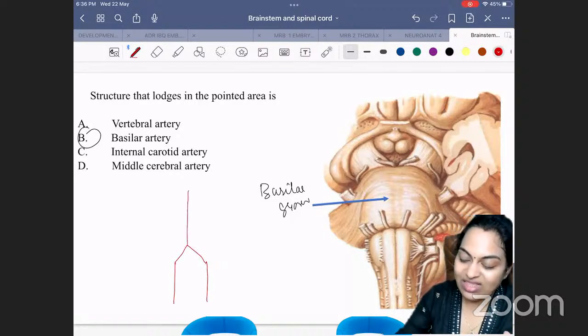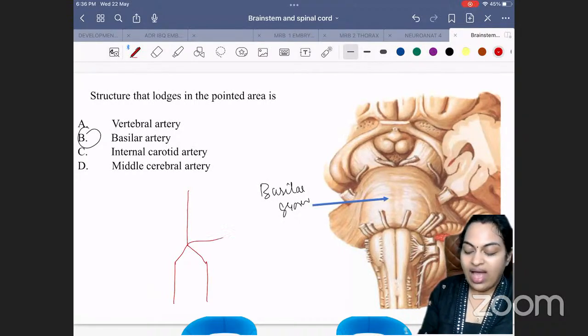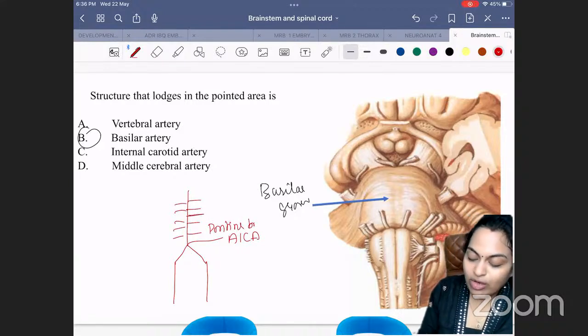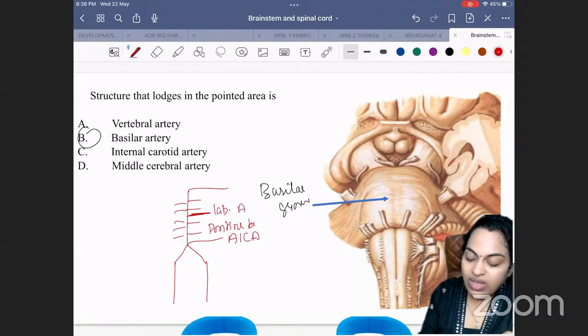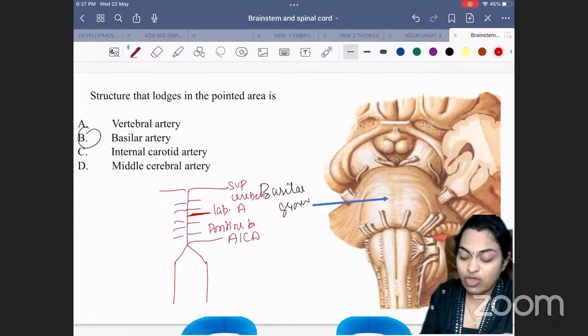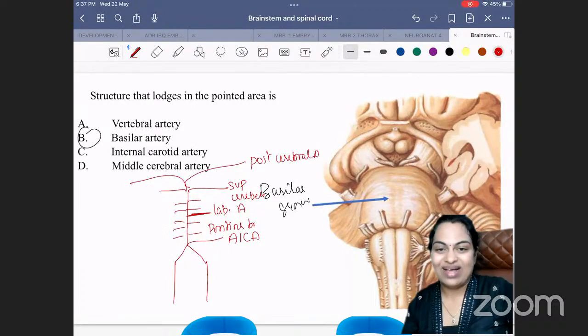What are the branches of the basilar artery? It gives rise to the anteroinferior cerebellar artery, and a lot of branches to supply the pons, which we call the pontine branches. One of them will enter the internal acoustic meatus to supply the inner ear, called the labyrinthine artery. Then we get the superior cerebellar artery. And the termination of the basilar artery is the posterior cerebral artery. So this is all about the basilar artery.